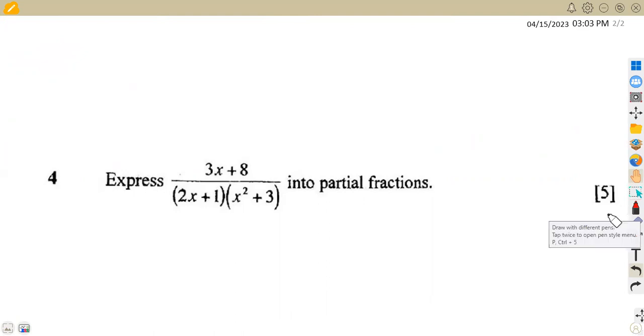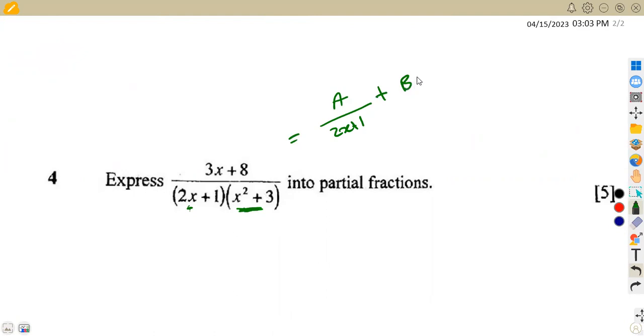Just a hint, as you are trying your question, please take note here. This is a linear factor, and this is a quadratic. You can't factorize x squared plus 3. So that means this is going to give you a over the linear factor of 2x plus 1, plus, for the quadratic, bx plus another constant. Why b? Because we have used a, we are now on b. So it is going to be bx plus c over the quadratic, which is x squared plus 3. Therefore, you can work it from there. So that's a hint, and I want you to try this question.